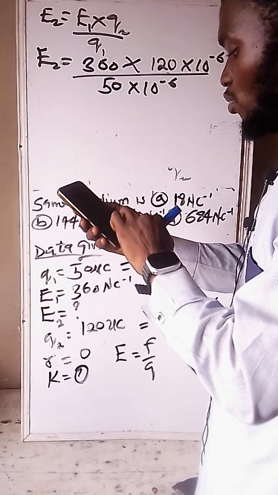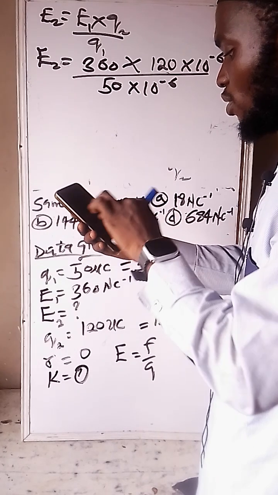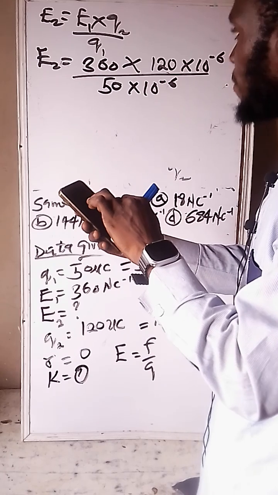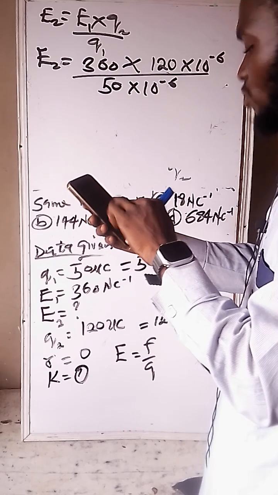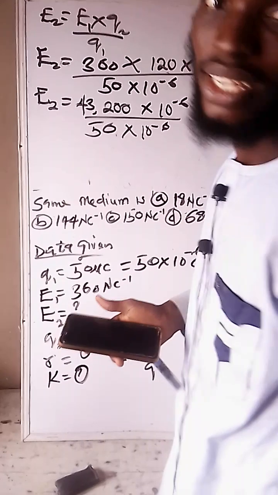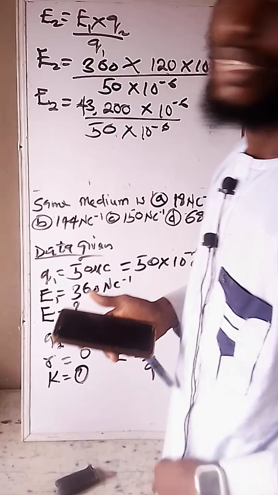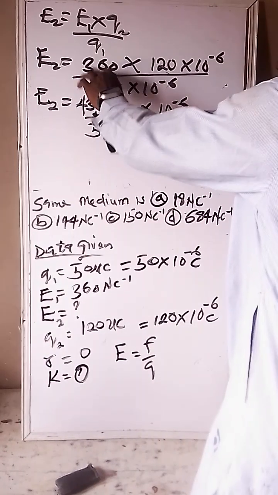So what do we have here? Now I've pressed the calculator. 360 times 120.